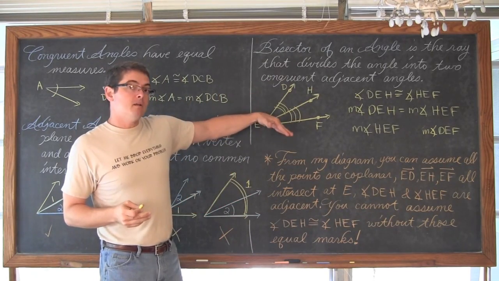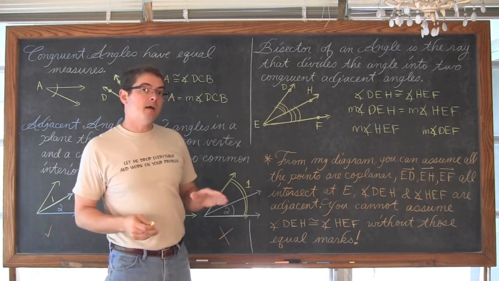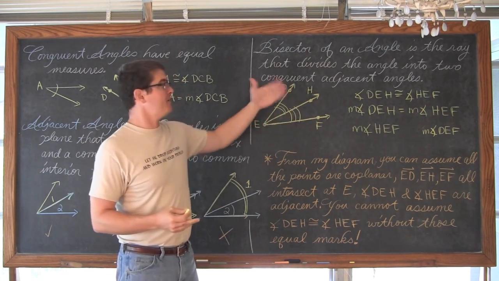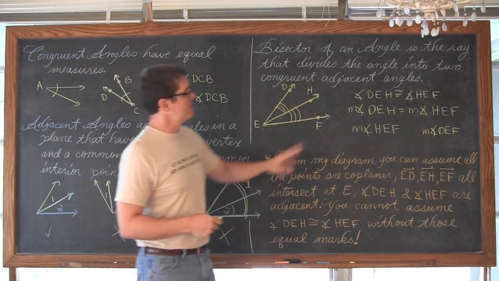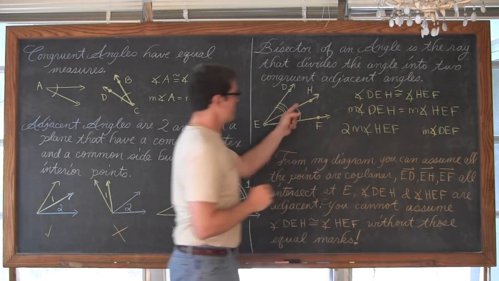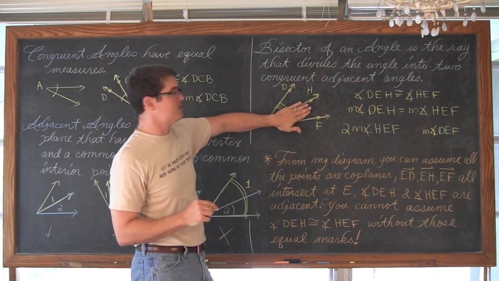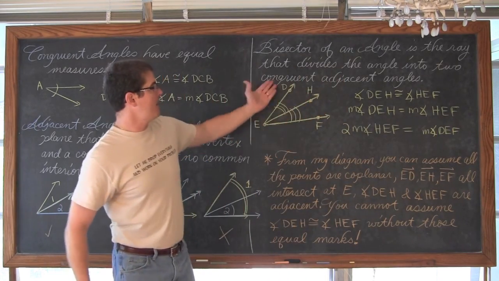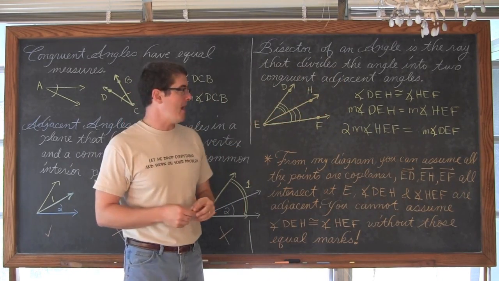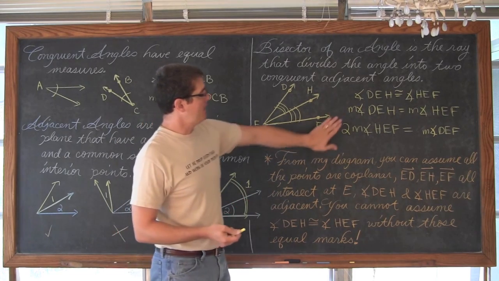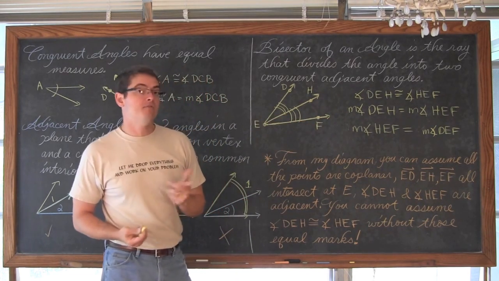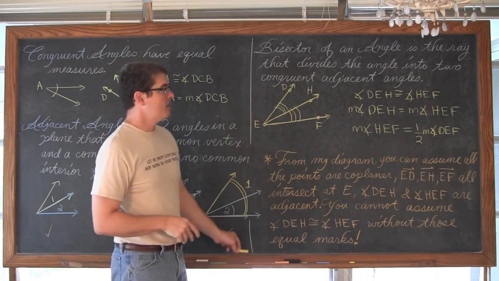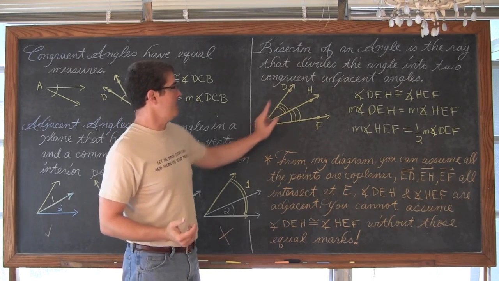DEF is the entire angle, right? And it's been bisected or cut in half. So if I just look at HEF, which is half of the entire angle, then I can say that twice the measurement of this small part, it takes 2 of these halves to equal the measurement of the entire angle that was initially bisected or cut in half. I could also say that the measure of HEF is equal to 1/2 the measure of the original angle DEF that was then bisected by ray EH.